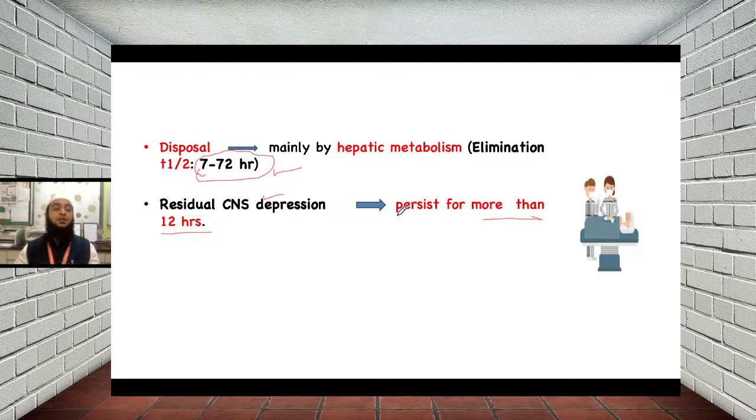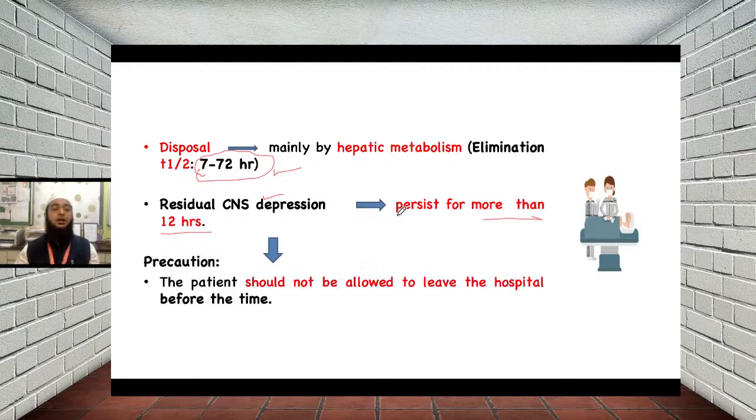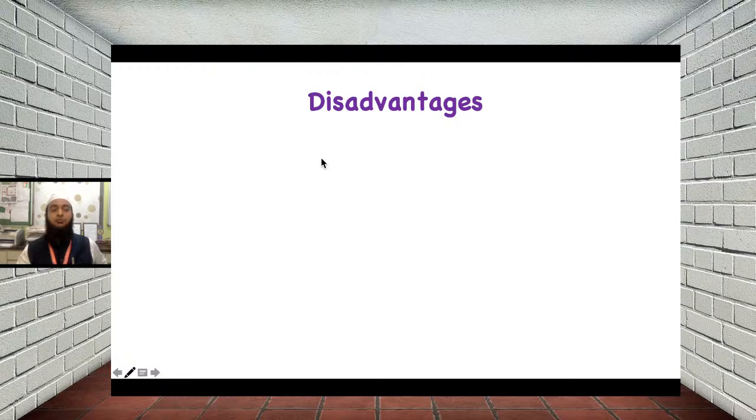So when you perform surgery using thiopental, you should take precautions. Although it is a minor surgery, the patient should not be allowed to leave the hospital before the time. So at least for 12 hours, although it is minor surgery for which you have given thiopental, you should not allow that patient to leave the hospital because it produces residual CNS depression. Why? Because it has a very long half-life, between 7 and 72 hours. So these are the features of thiopental.